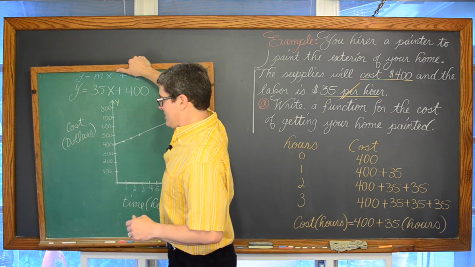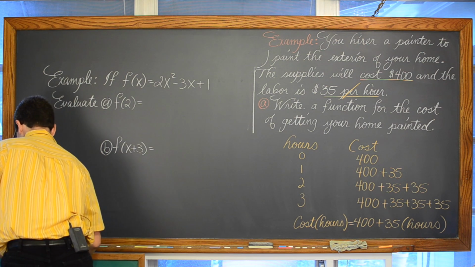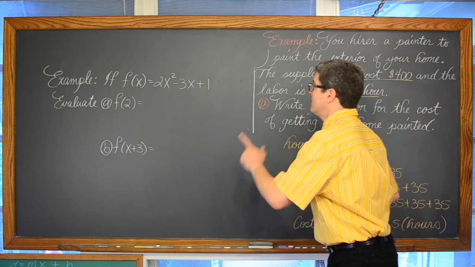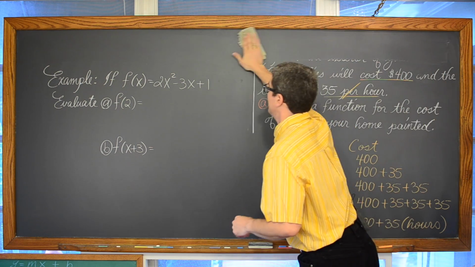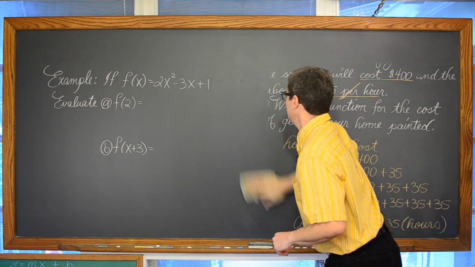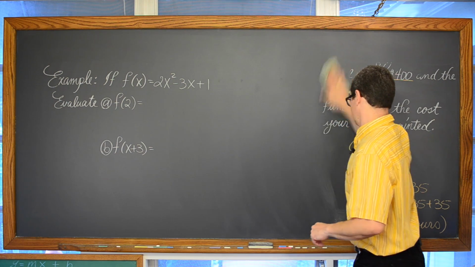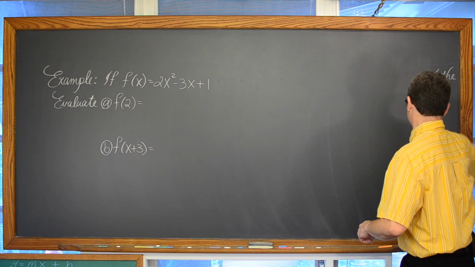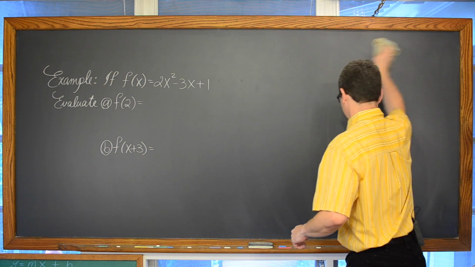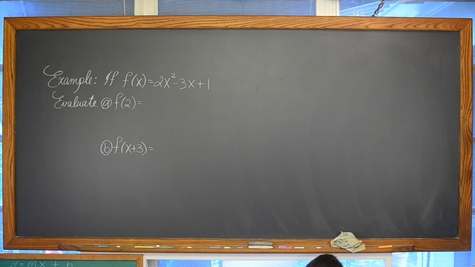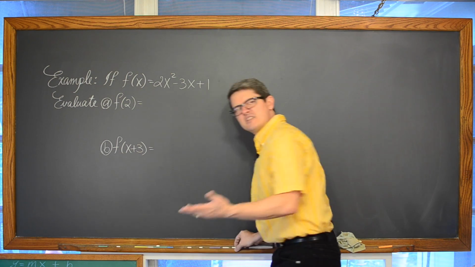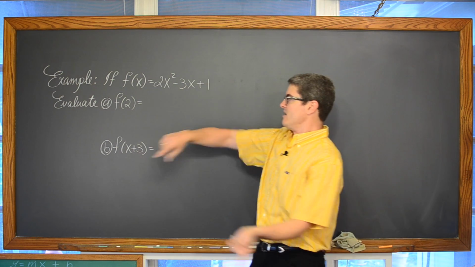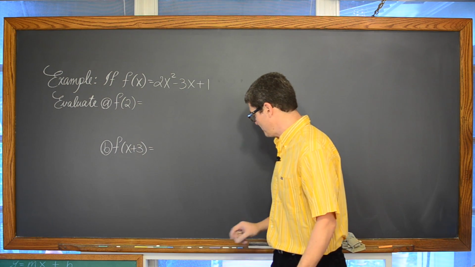Okay, so getting this out of our way, our last two examples are: if f of x is equal to 2x squared minus 3x plus 1, evaluate f of 2. I think this might be the most I've ever dropped any chalk in a lesson. Okay, chalk down. Let's just leave it down there. I keep dropping it, right? If f of x is equal to 2x squared minus 3x plus 1, evaluate f of 2.